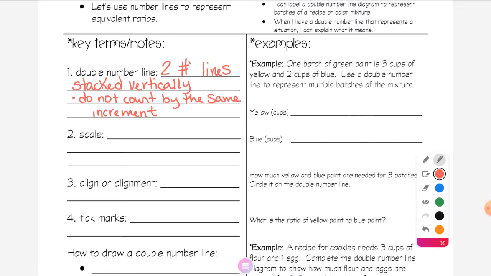And then we're going to skip down to the tick marks. What are tick marks on number lines? Owen? The things that go like this? Yeah, just the little vertical lines where you put your numbers. Okay, those are called tick marks. So they are the small vertical lines where you put your numbers. Getting all that done?